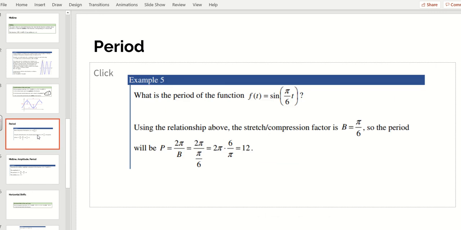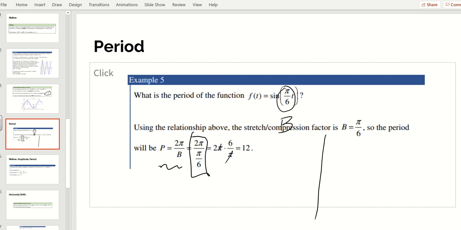But in something like this, my b value is inside the parentheses, remember? So to find the period, I'm using this 2 pi over b. B is pi over 6 in this particular equation. So I have 2 pi divided by pi over 6. So multiply by the reciprocal. The pi's will cancel out. And 2 times 6 is 12. So that means my period would be 12.